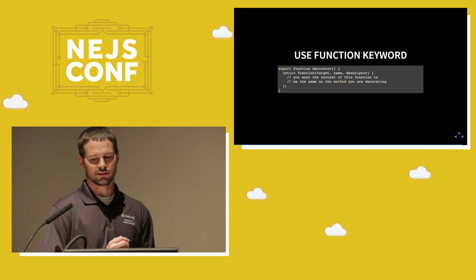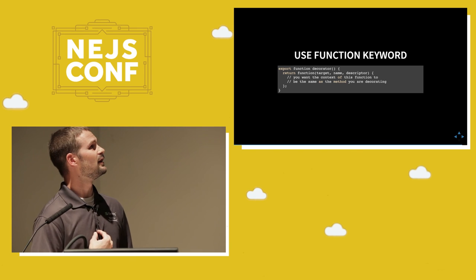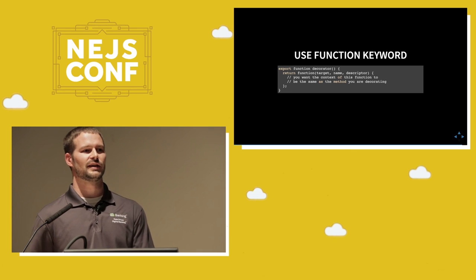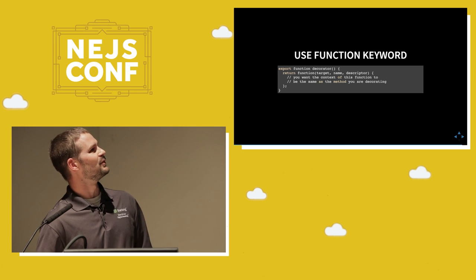And the last lesson is you want to make sure you use the function keyword. If you're like me, I was like, oh, sweet, I've got ES6, I can use arrow functions everywhere. They're the deal. That causes problems, especially with decorators.